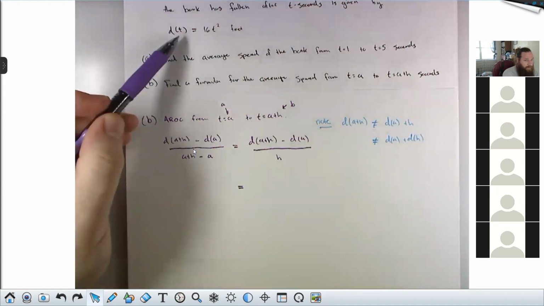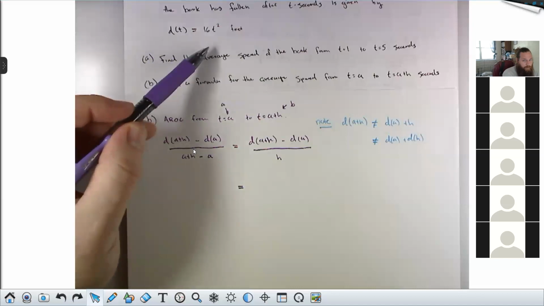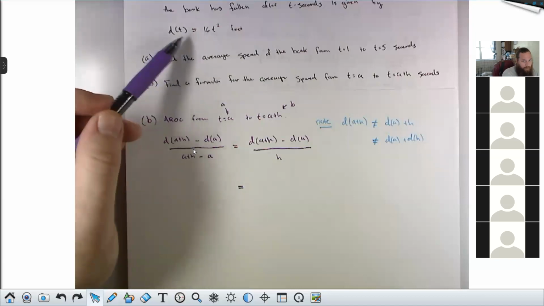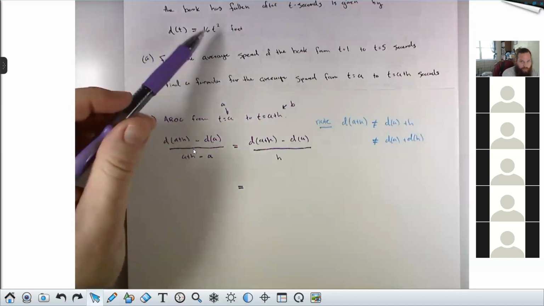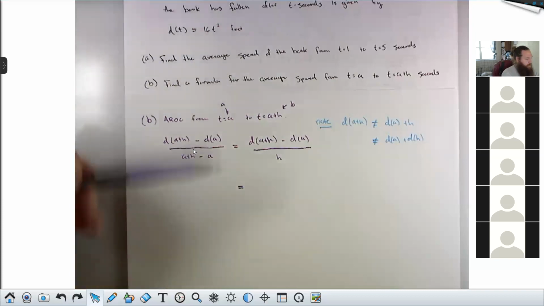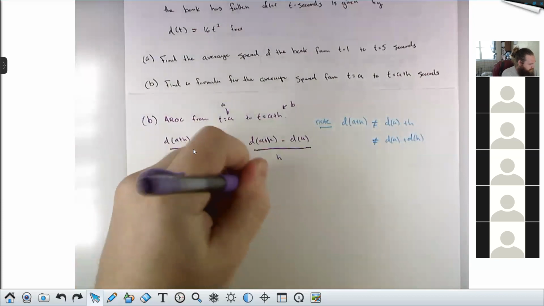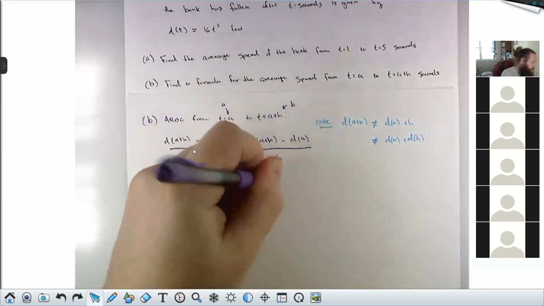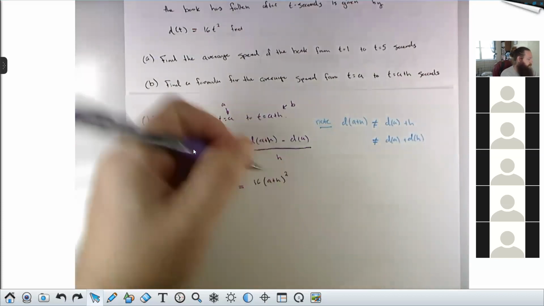Well, d of t is 16t squared. D of x would be 16 times x squared. D of y is 16 times y squared. So d of a plus h is 16 times a plus h squared.